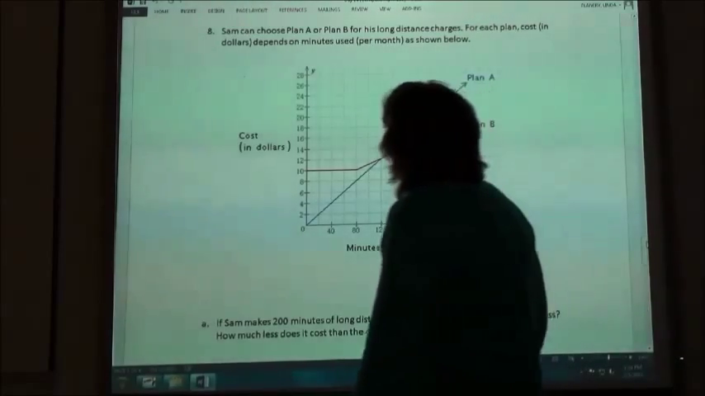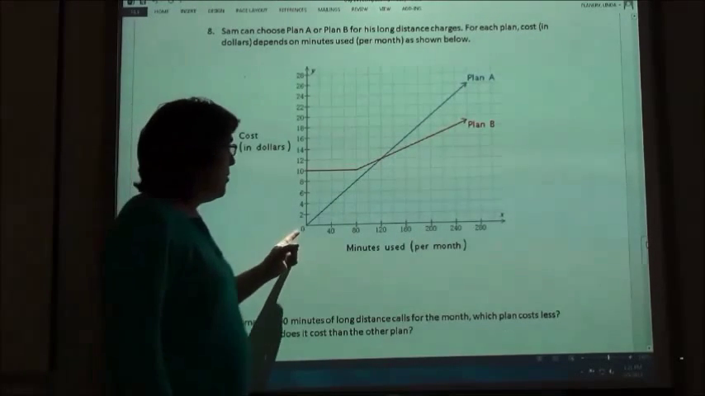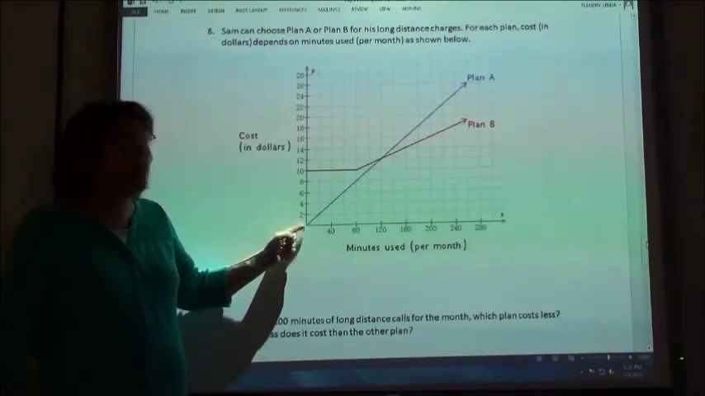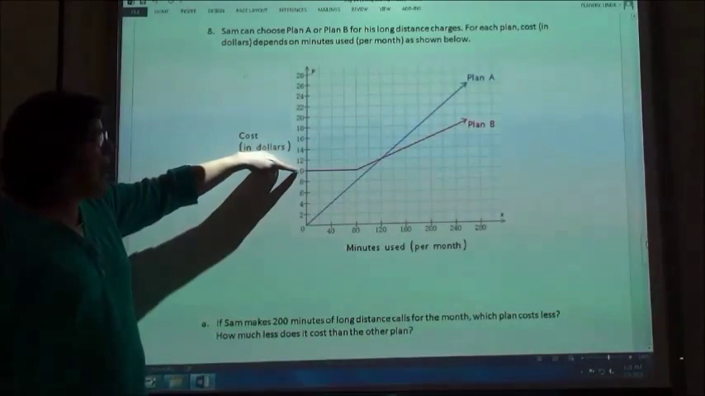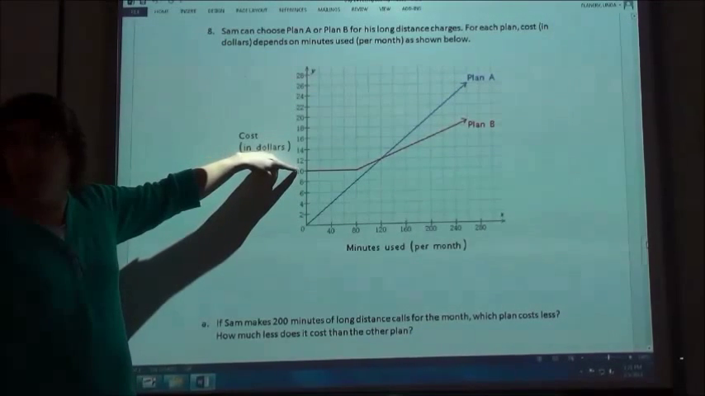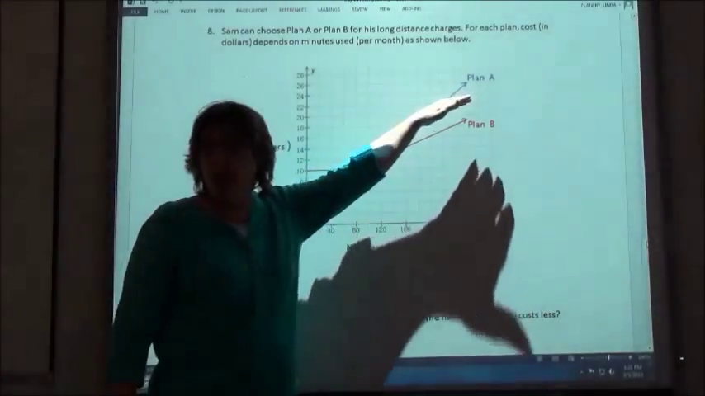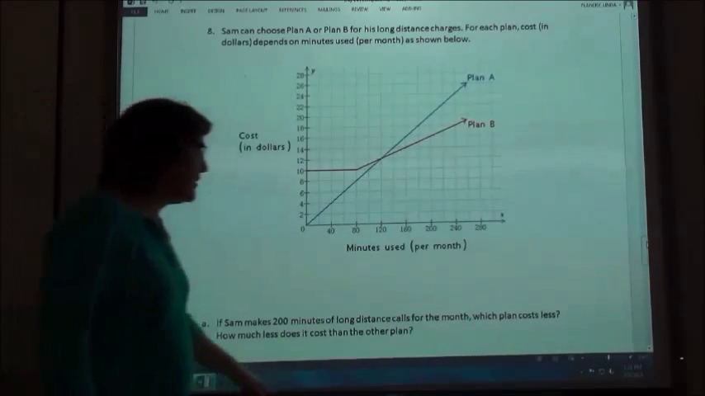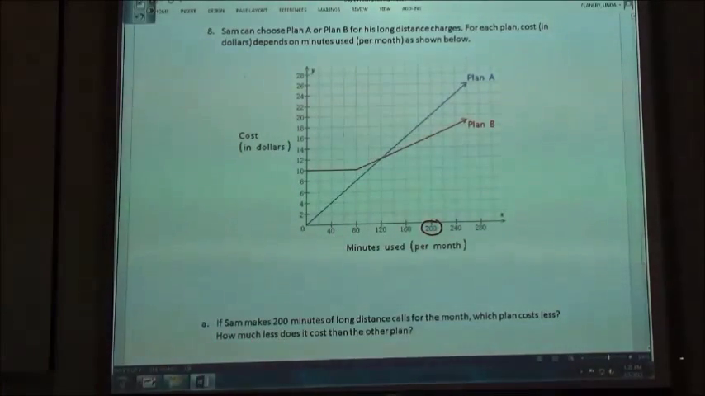Sam can choose Plan A or Plan B for his long-distance charges. For each plan, the cost in dollars depends on the minutes used per month as shown below. So, option A starts out, if I don't make any phone calls, I don't have to pay any money, and my price increases as I go along. Option B, I have to pay $10 just to have my phone, whether I talk on the phone or not, for the first 80 minutes. Then after that, it starts going up if I talk more than 80 minutes. So it says if Sam makes 200 minutes of long-distance calls, which plan is going to cost me less?